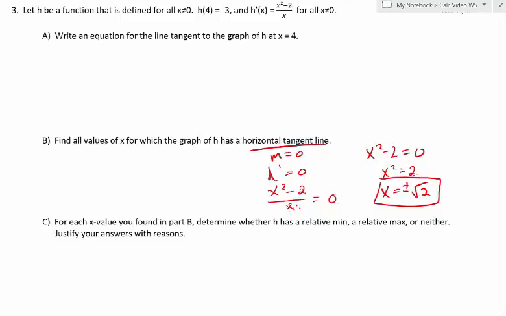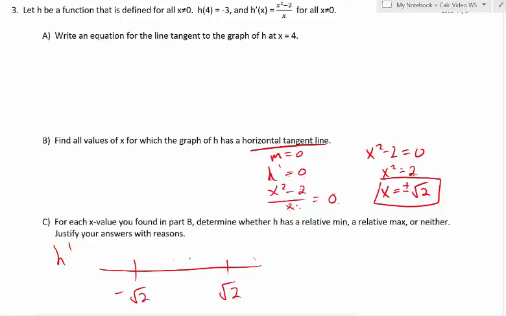So in part B, we found where h has a horizontal tangent line. We've also found where h could potentially have a min or a max. What I'm going to do is take these two numbers, negative square root of 2 and positive square root of 2, and test numbers in between, as well as off to the sides of each of these, into the derivative to see if the derivative is positive or negative on those intervals.